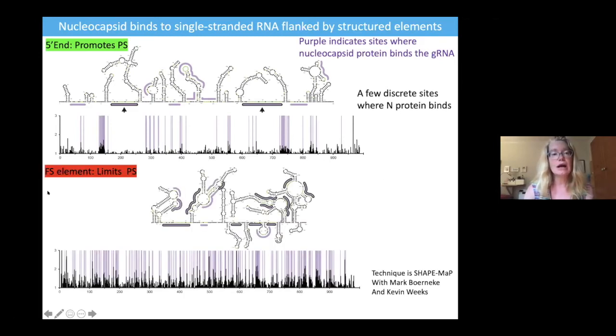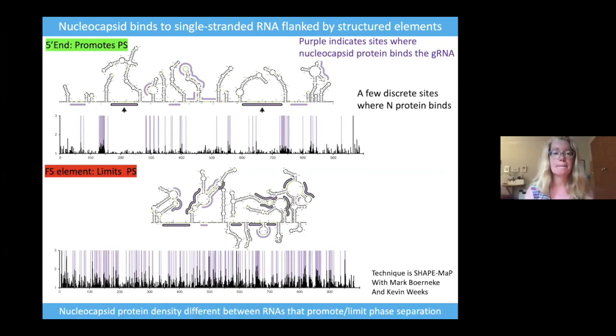And this is in contrast to when we look at where nucleocapsid is interacting with that frame shifting element in the middle of the genome, where we can see that in fact here the nucleocapsid is essentially coating this entire sequence rather than binding to discrete spots. And so this gives us a potential hint that the nucleocapsid is interacting very differently with these two different regions of the genome that behave differently in the phase separation assay.